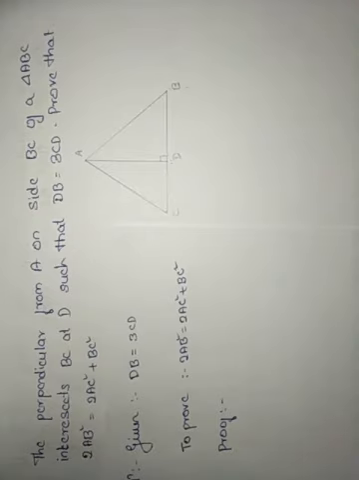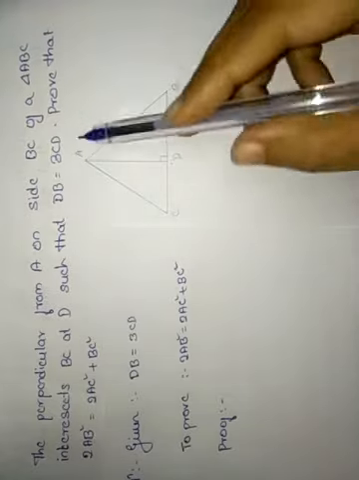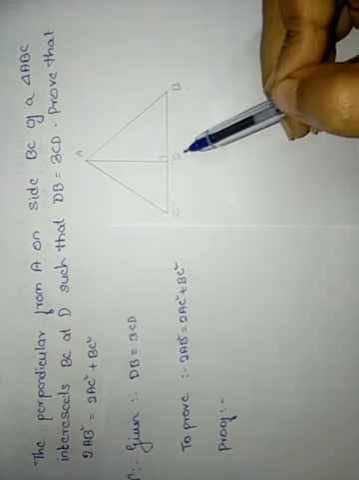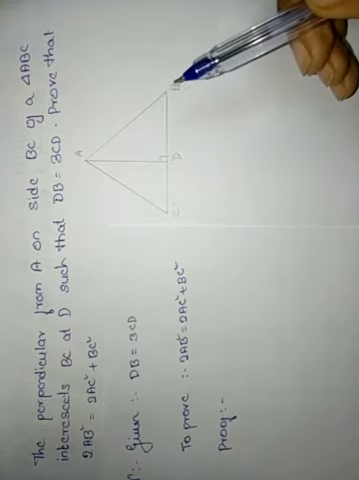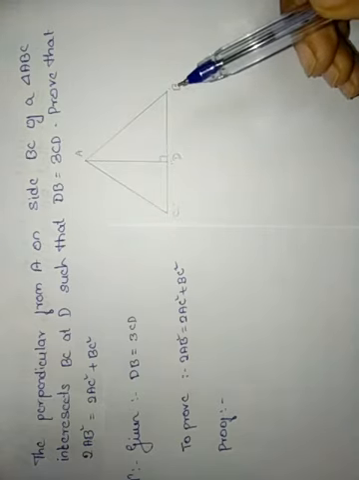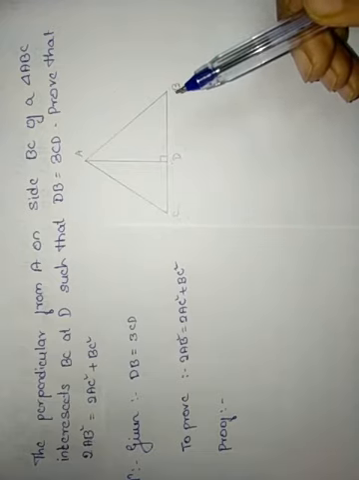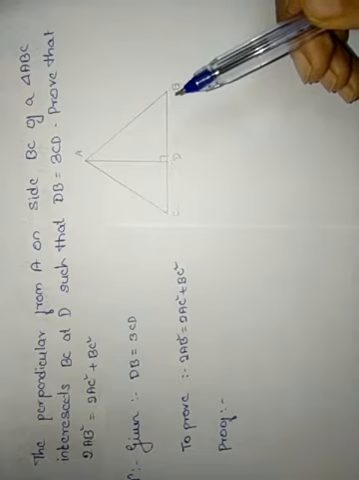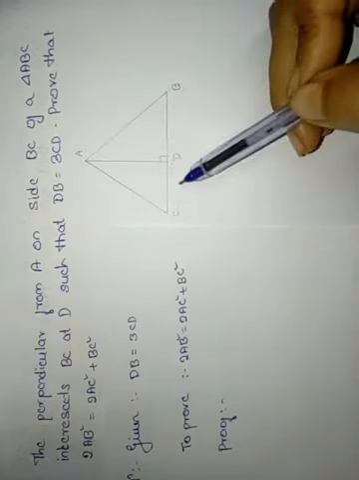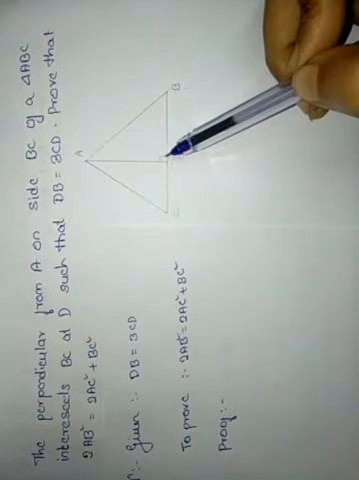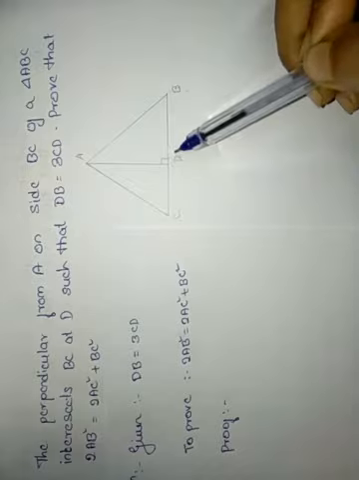Okay, 14th question. The perpendicular from A on the side BC of a triangle ABC intersects BC at D such that DB equals 3 times CD. We need to show that 2 times AB square is equal to 2 times AC square plus BC square. Here they have given a triangle ABC. For this triangle, from the point A, they have drawn one perpendicular line to the side BC, right?